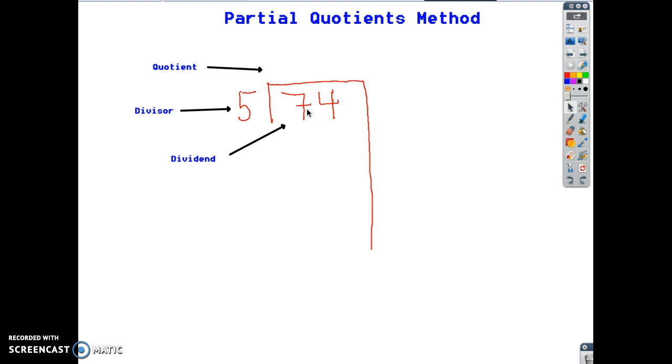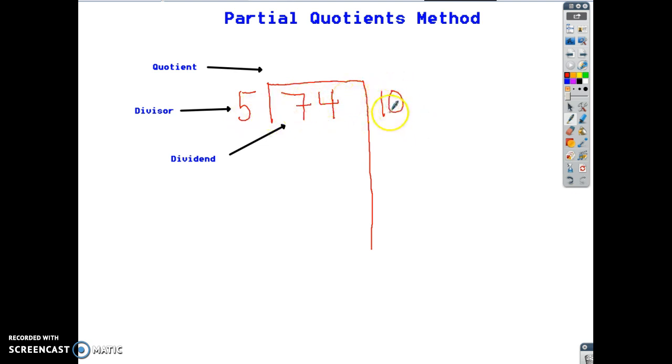So if you think about it, 100 times 5 is 500. That's way too many. So 100 5s don't fit into 74, so that's way too big. So I would start with 10, because for sure 10 5s fit into there. Whatever for sure fits into your dividend, you first put over here. So if I know 10 5s fit into 74, I put the 10 over here.